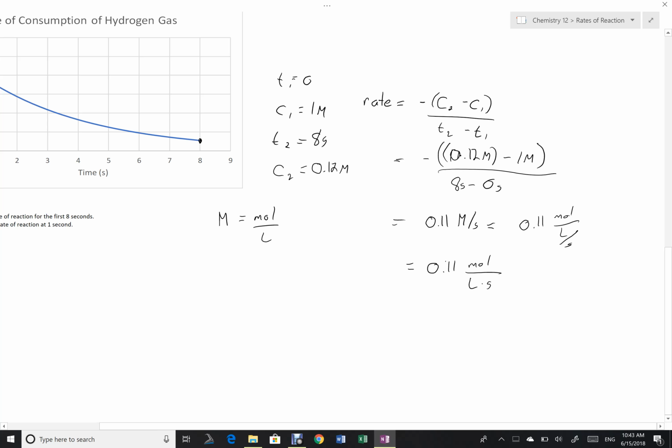What does this mean then? This means that on average, in the first 8 seconds, 0.11 moles of the hydrogen gas were used up in every liter in every second. So if we had 1 liter of this product and we allowed it to go for 1 second, on average 0.11 moles would engage in the reaction.